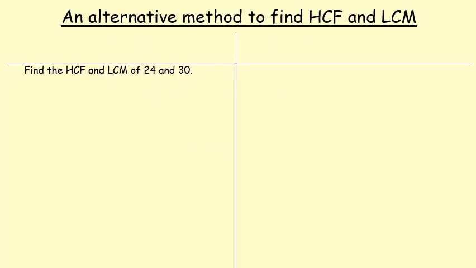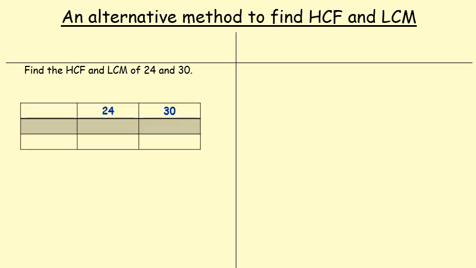Okay, so we want to find the highest common factor and lowest common multiple of 24 and 30. If you didn't attempt the green question, you've not watched the video, don't worry too much, I'm going to go through this from the beginning. So, instead of breaking our numbers down into product of primes and then putting them in a Venn diagram, finding out which numbers go where, etc., we're going to put these into a table.